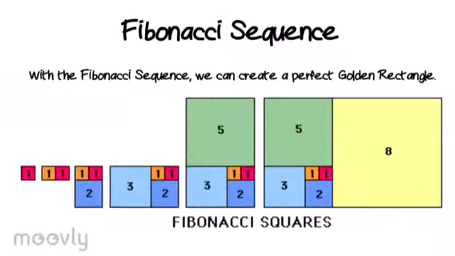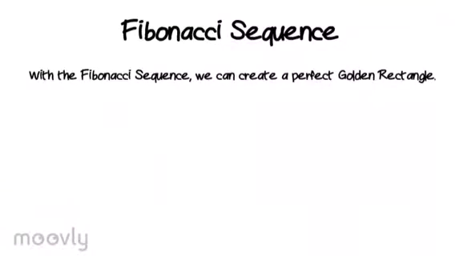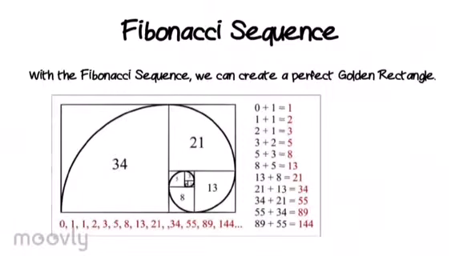This is because the ratio of a number in the sequence over the previous becomes increasingly closer to 5. For example, 34 divided by 21 is 1.619, and 55 divided by 34 is 1.6176. Since the numbers in the Fibonacci sequence are closely related to 5, this creates a perfect golden rectangle.